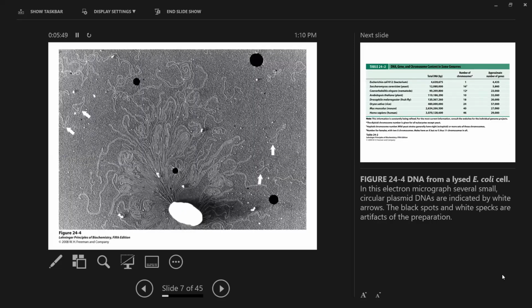And if we bust open an E. coli cell, here's the DNA essentially packaged in like that. You can see plasmids in white here. But once again, notice it's organized more or less in domains. The little black specks on there are artifacts of the preparation.